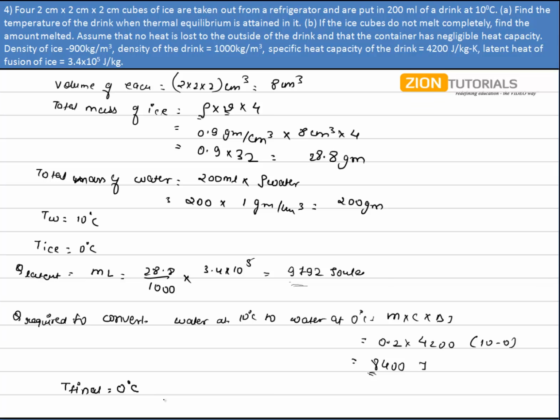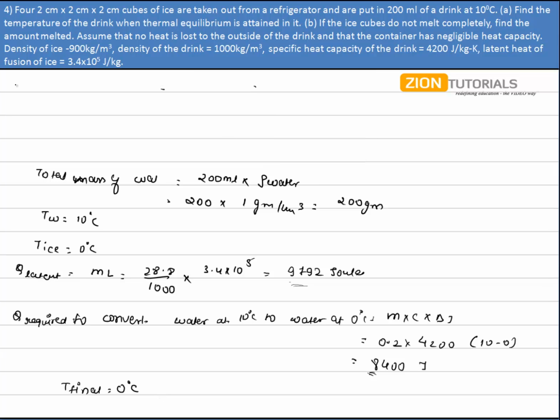Alright, now moving toward the second part, that is B, in which it is asked the mass of the cube that actually melts. So clearly only 8400 joules of energy is required to bring the temperature of the water from 10 degree to 0 degree. So the mass of ice that takes up 8400 joules of energy is what will actually melt. So this is M ice, the ice that actually melts.